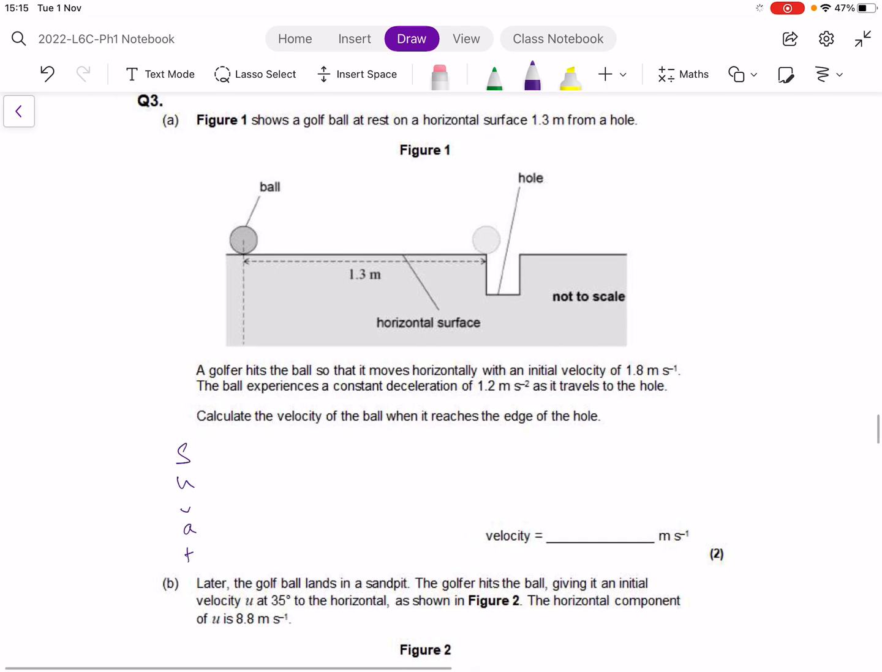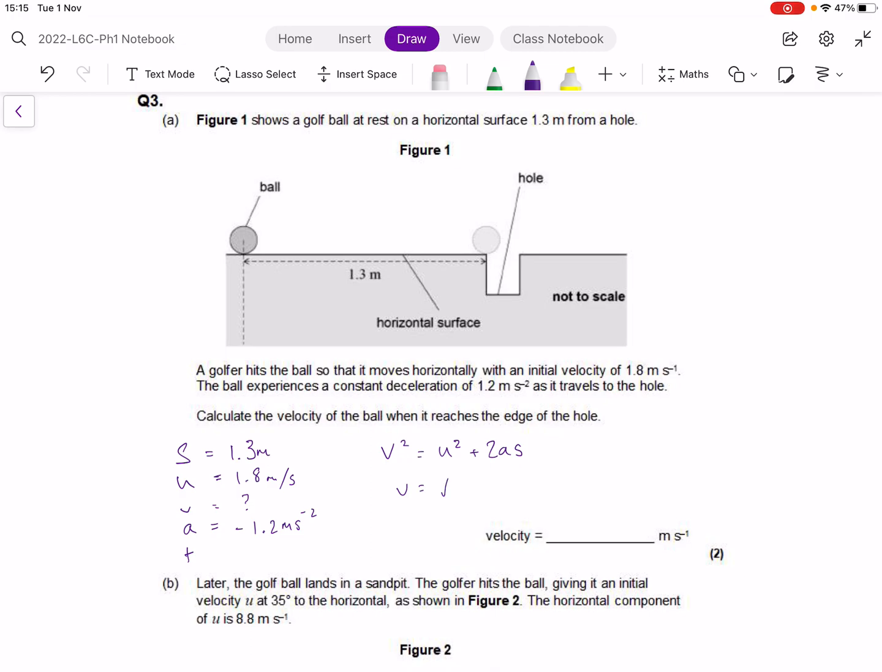SUVAT. So we know that the ball travels 1.3 meters. Its initial speed is 1.8 meters per second. We're trying to find its final speed, so I'll label that with a question mark. And it's decelerating, so I'll label it as minus 1.2 meters per second squared. We're looking for V. We've got U, S and A, so V squared equals U squared plus 2AS.